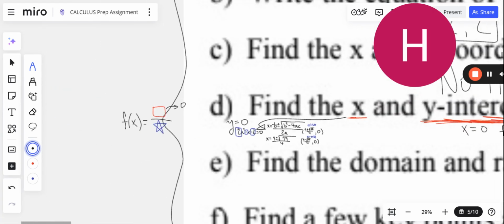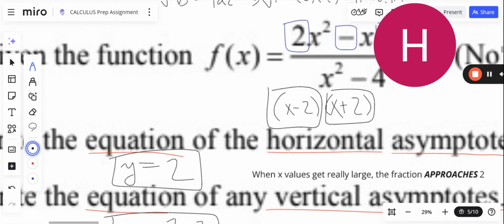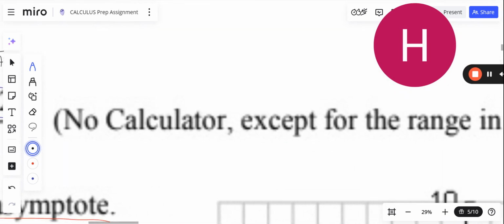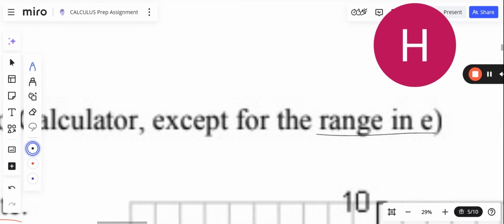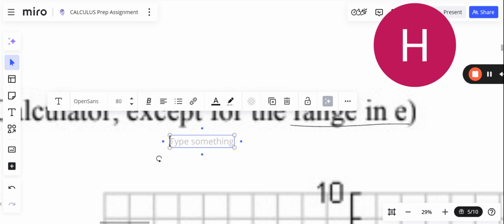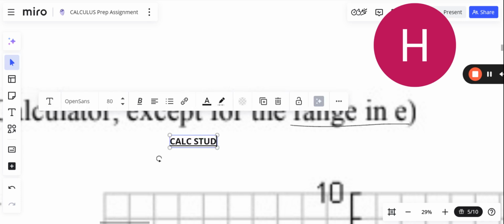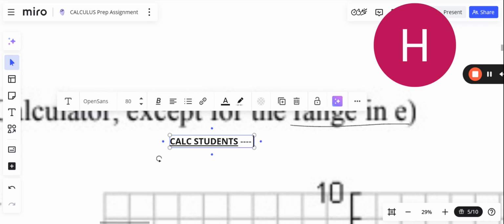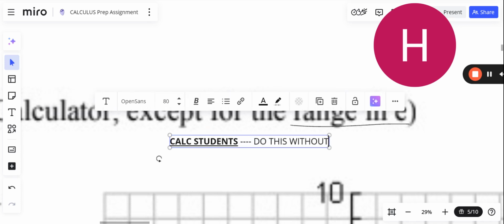Okay, we got the X and Y intercepts, everybody. Now, this specifically says no calculator except for the range in part E. If you're in calculus, do this without a calculator.